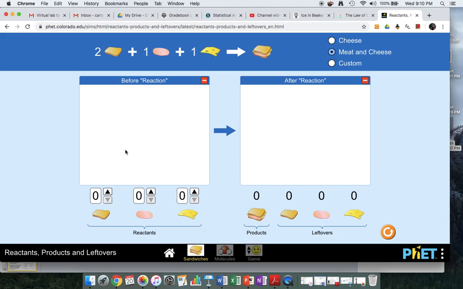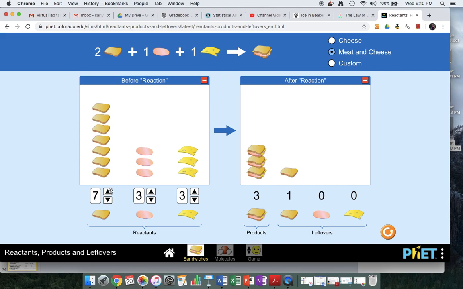It can be more complicated, add meat and cheese. Crazy. It's a crazy sandwich world. I can add more meat, add more cheese, but I need to have enough bread to make this work, but I don't want extra bread either. It's all about balancing. Okay?